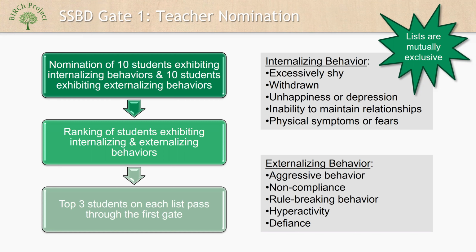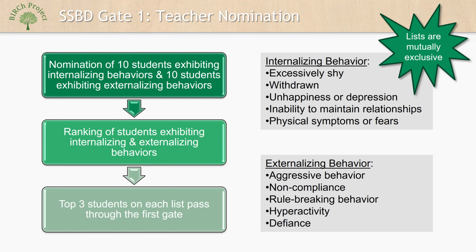The top 3 rated students on this first nomination list pass through this first gate into the next phase, in which the teacher completes specific measures for those students. It is possible for a teacher to pass through more than 3 students on each list. So if there's a student that a teacher is particularly concerned about, but that student is ranked number 4, that student can be passed through the first gate and the teacher can complete measures on that particular student.